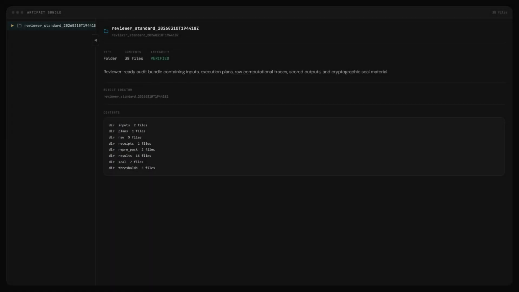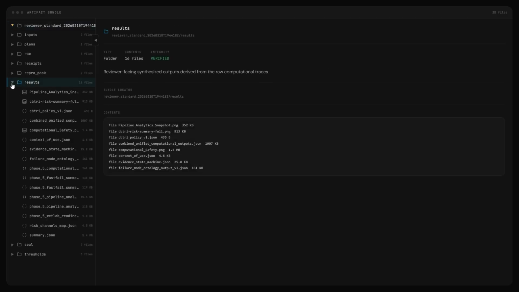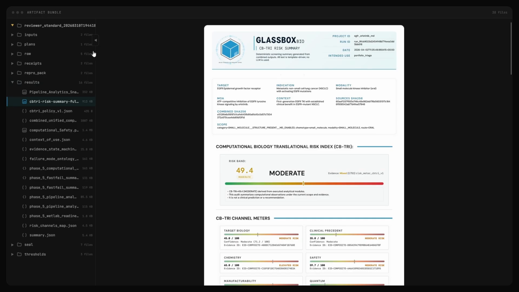Welcome to the Glassbox Bio Fast Fail Summary Report walkthrough. This report's job is to identify translational risk early, before capital is committed, before wet lab resources are allocated, and before assumptions harden into plans.